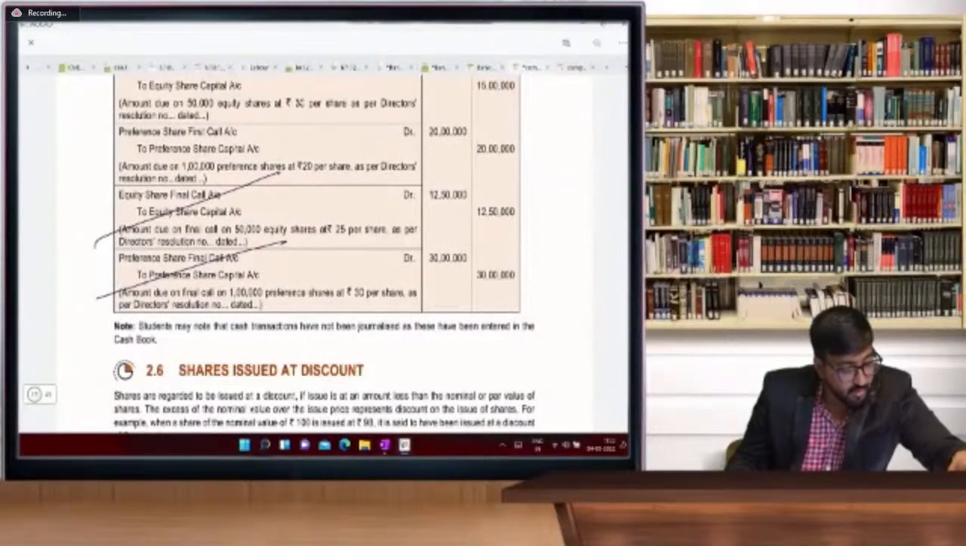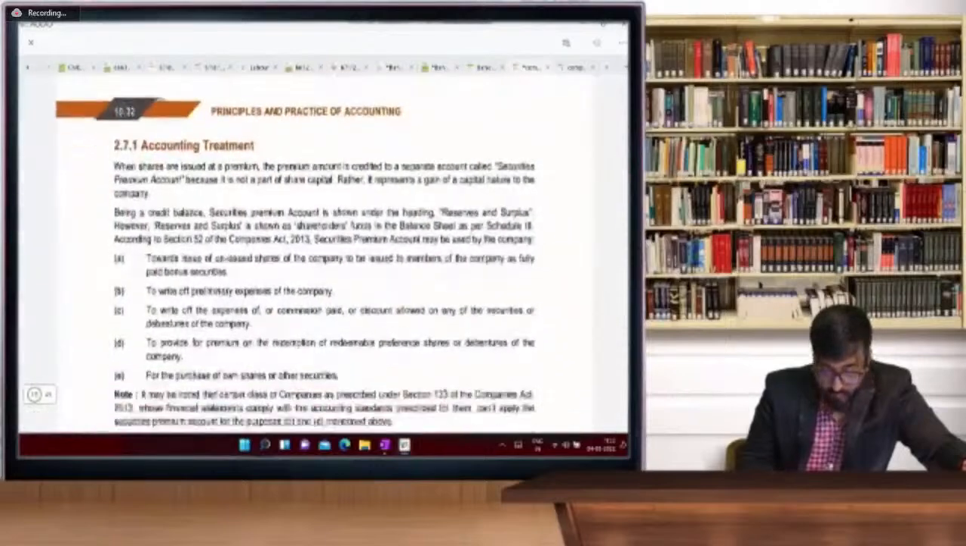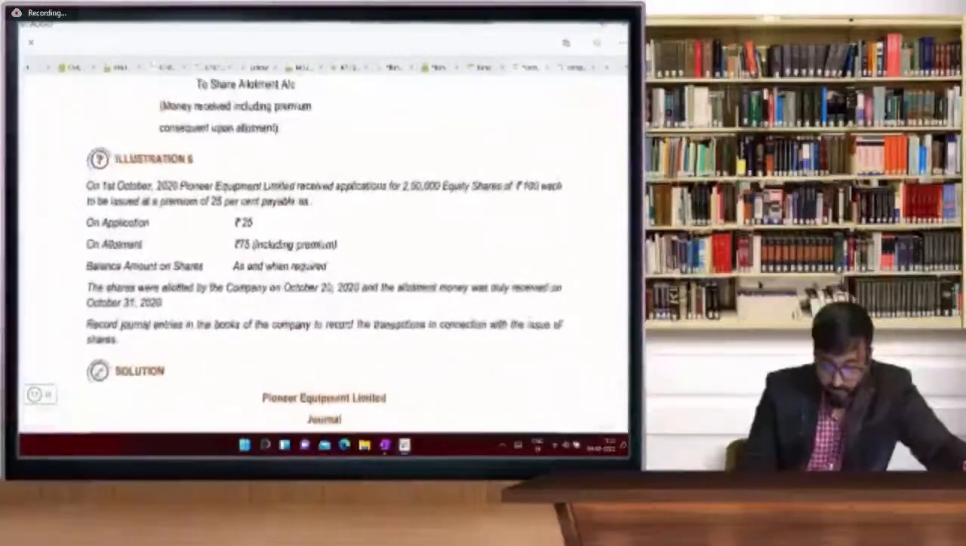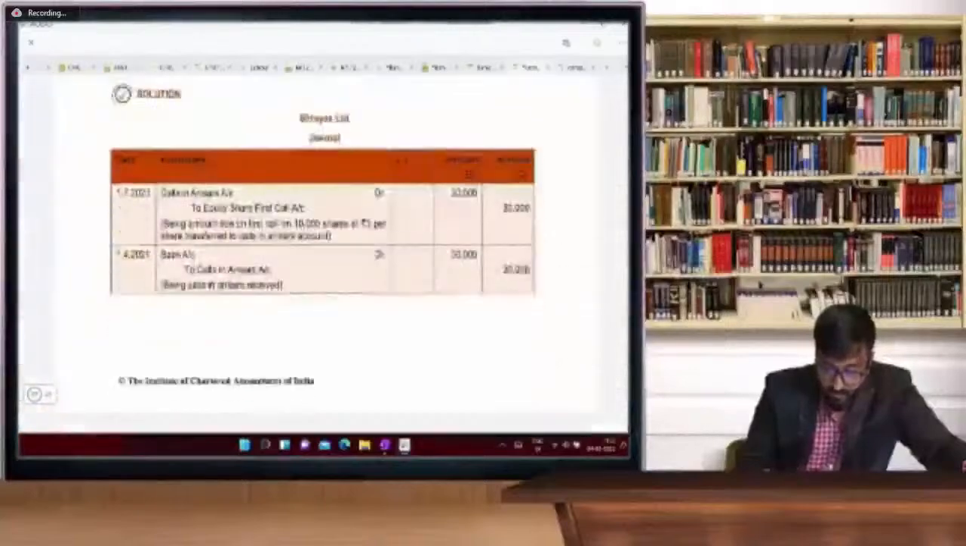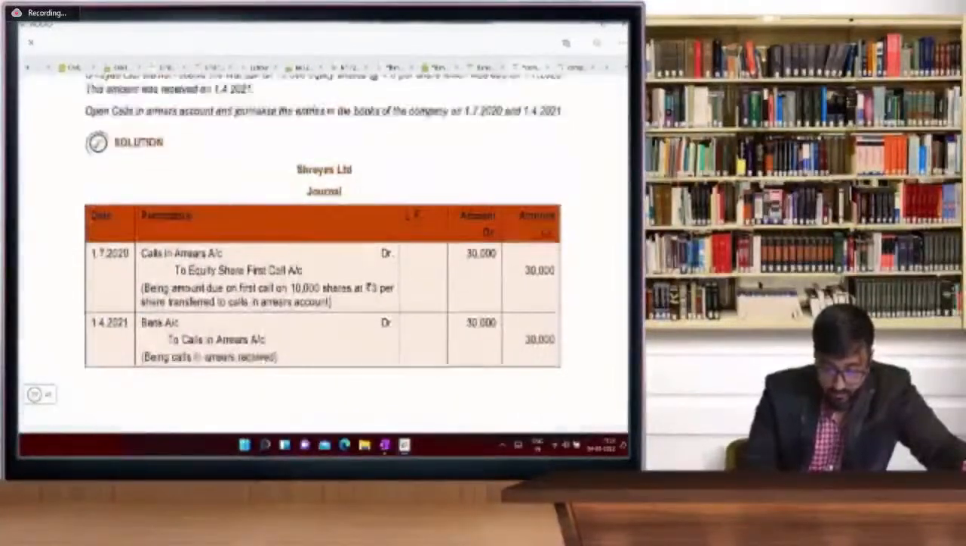Ankit, I did not understand your question. Okay. Shares issued at discount. Illustrations 6, 7, 8 and 9 are the ones we are going to pass. 8 and 9.